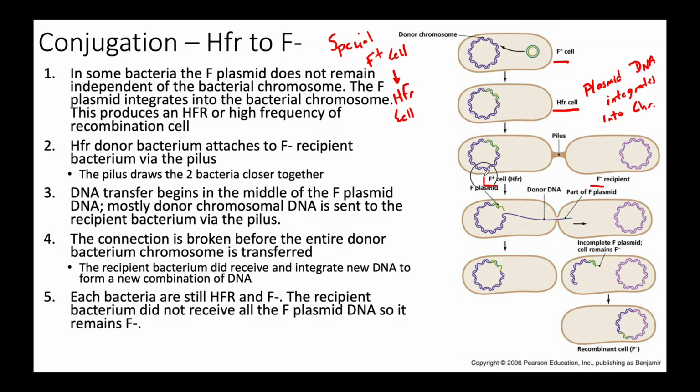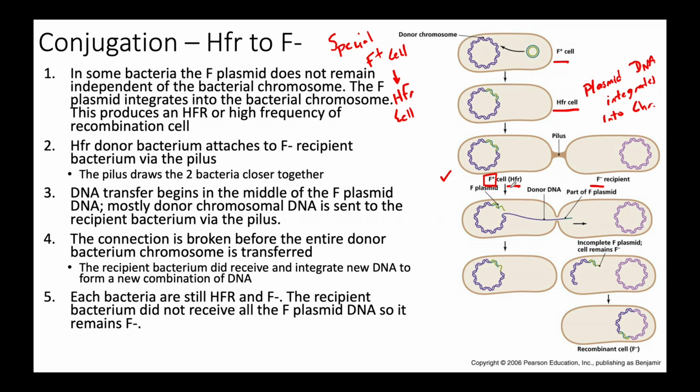So it's still classified as an F plus cell because we can say, check, it has the plasmid, but by using this designation HFR, we now know the plasmid isn't separate, but rather it's integrated into this bacterial chromosome. Okay, so because of that change, we're going to get a different outcome during the events of conjugation. So there's some similarities, but there's some differences. So the first difference is, where is the plasmid? Is it integrated or is it separate? And so that will determine which type of conjugation is going to proceed.